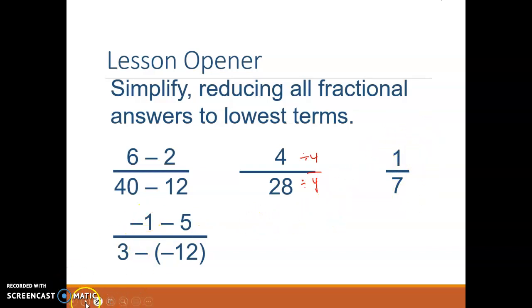I know that -1 minus 5 is -6, and 3 minus -12, which is 3 plus 12, is 15. And I know that both -6 and 15 have a common factor. They can both be divided by 3. So in order to reduce that fraction, I want to divide both the top and bottom by their common factor. -6 divided by 3 is -2, and 15 divided by 3 is 5. So -2/5 is the lowest term for that fraction.